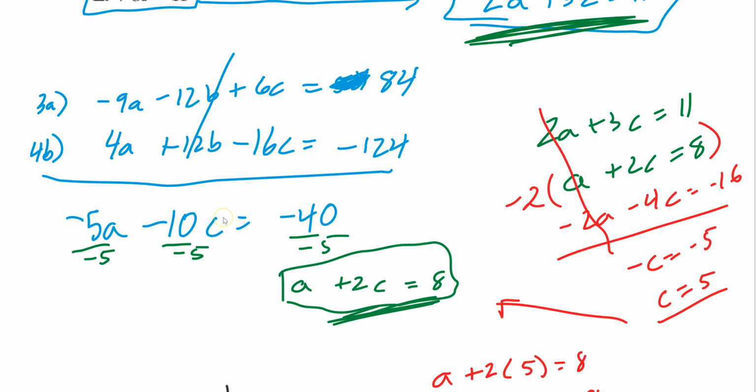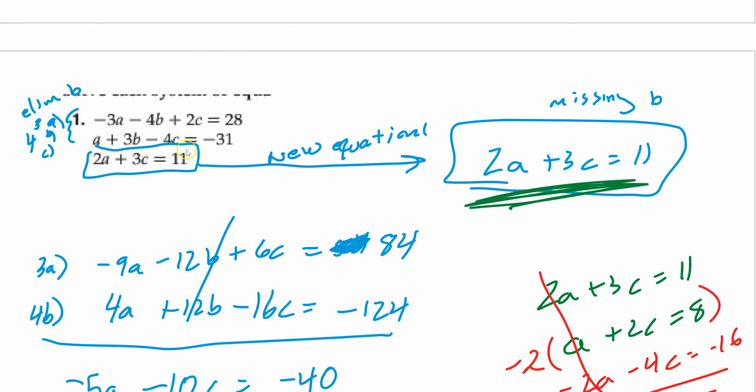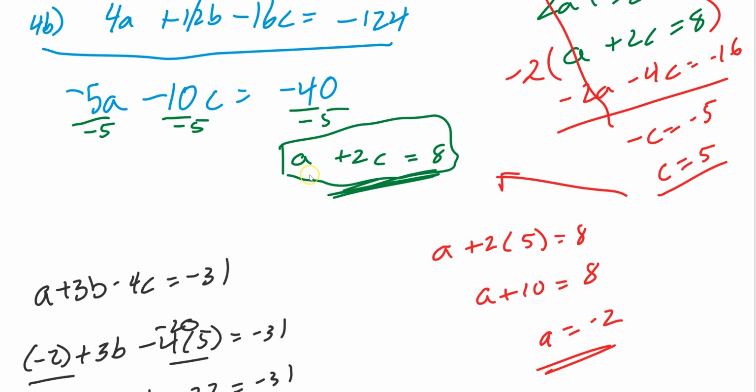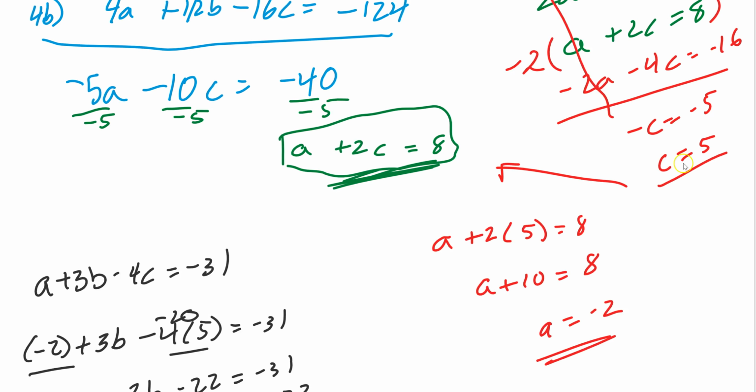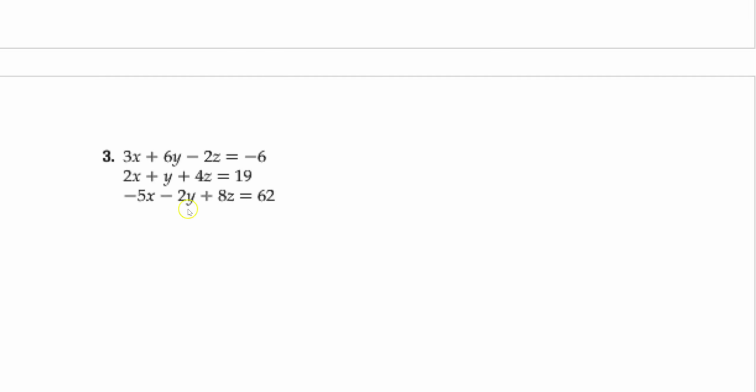And that's the general idea, right? Again, eliminate the same variable twice. In this case, I just use it to my advantage. Once you get your two new equations, just solve them like you normally would. And once you solve those two, just go back, plug it into any one of the originals. Okay, one more problem.